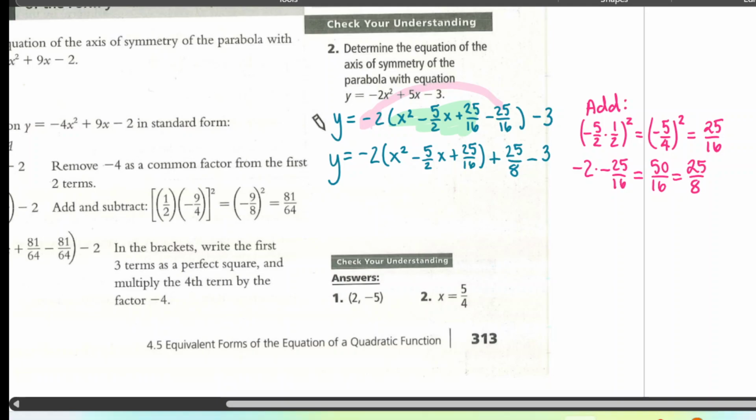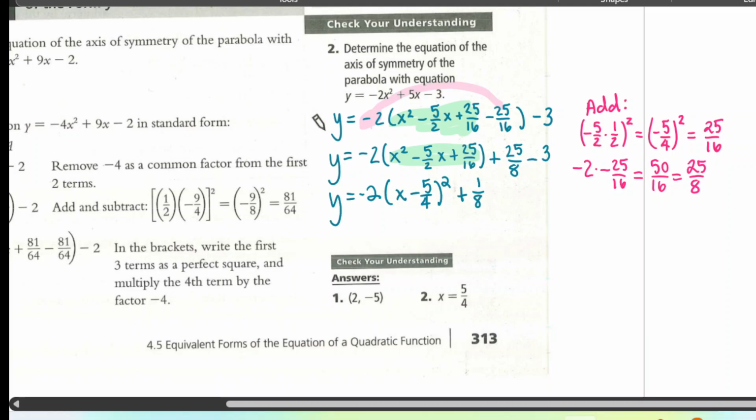Okay, now finally, I'm going to factor what I'm highlighting in green there. So I think of 2 numbers that multiply to make 25 over 16, and those would be 5 over 4 and 5 over 4. And it needs to be negative, since these numbers need to add to -5 over 2. So there's my factors. They're both identical. And I'm going to add those constant terms on the outside. So it's going to be 1 over 8. Okay, so there, I'm done.